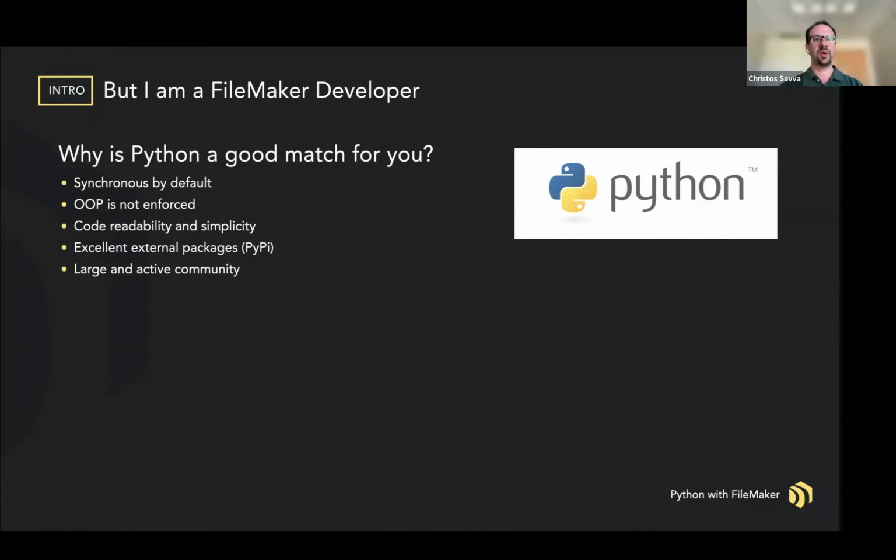The object-oriented programming, which again can be a little bit overwhelming, especially if you're coming just from a FileMaker background, is not enforced in Python. You can use it if you want to. You can write your classes and everything. But if you just want to write a simple one-pager script or a couple of pages, then that's totally fine as well. The code readability and simplicity kind of mimics what we have in FileMaker as well.